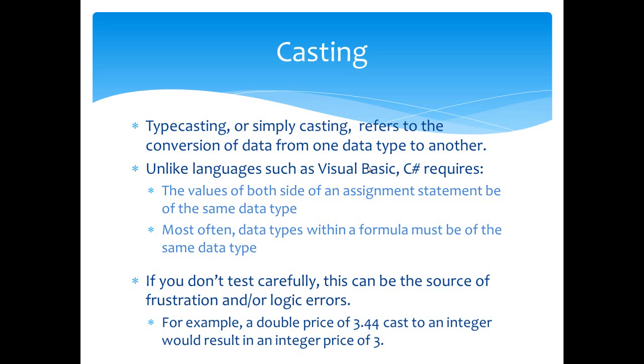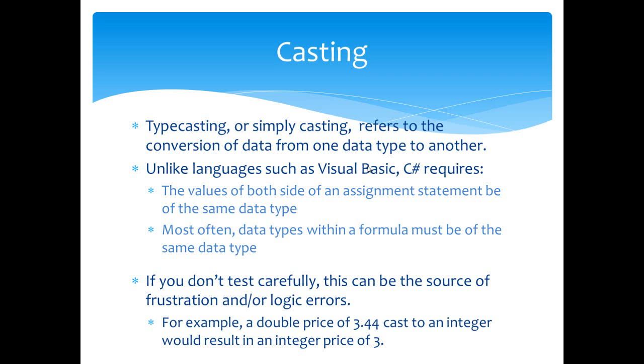C# says if I'm going to move a number into a string, I've got to convert that number into a string before I move it. Or if I'm going to use a string that has a number in it and I want to move that into an integer, I have to convert it before I move it into that integer. So typecasting, or sometimes we just refer to that as casting, is the conversion from one data type to another.